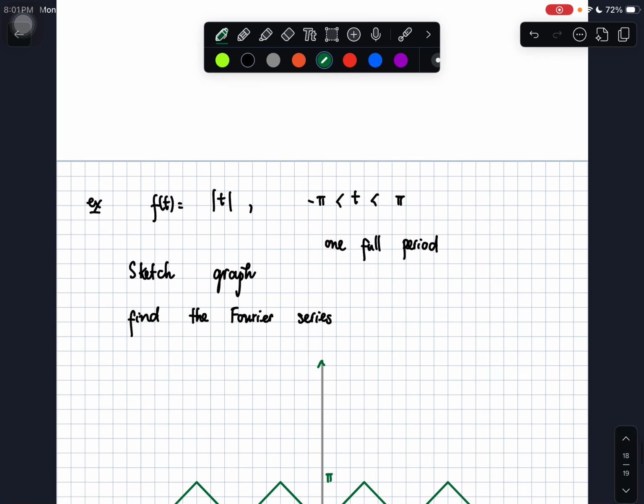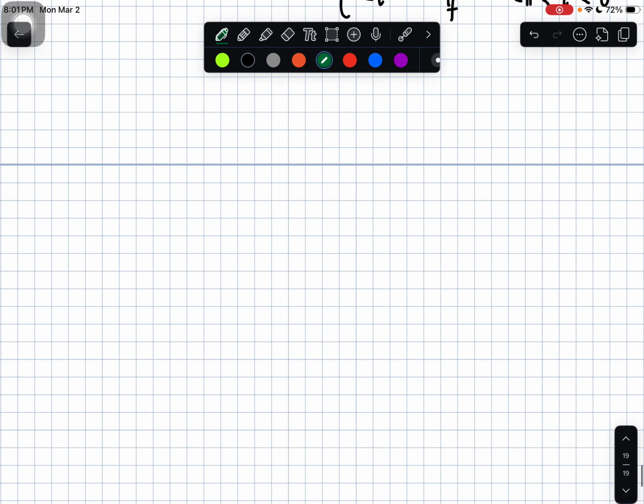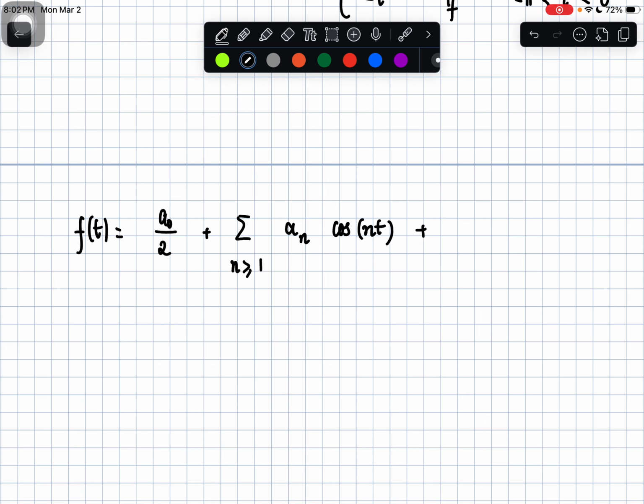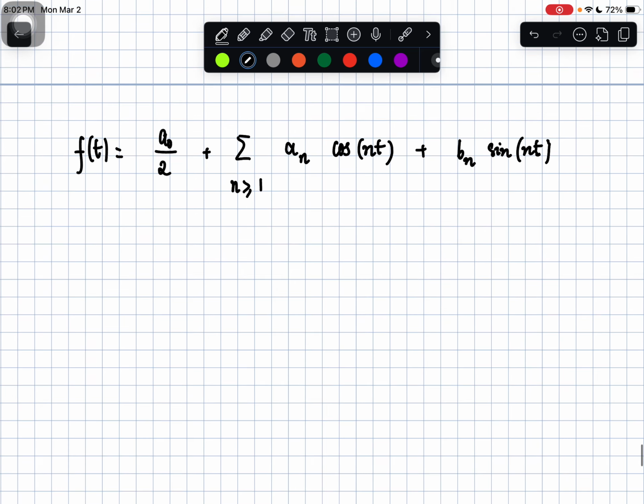Now let's compute the Fourier series of this function. The Fourier series of f(t) equals a0 over 2 plus the sum over n greater than or equal to 1 of a_n cosine nt plus b_n sine nt. And we need to compute a0, a_n, b_n. a0 is 1 over pi, the integral from minus pi to pi of f(t) dt.